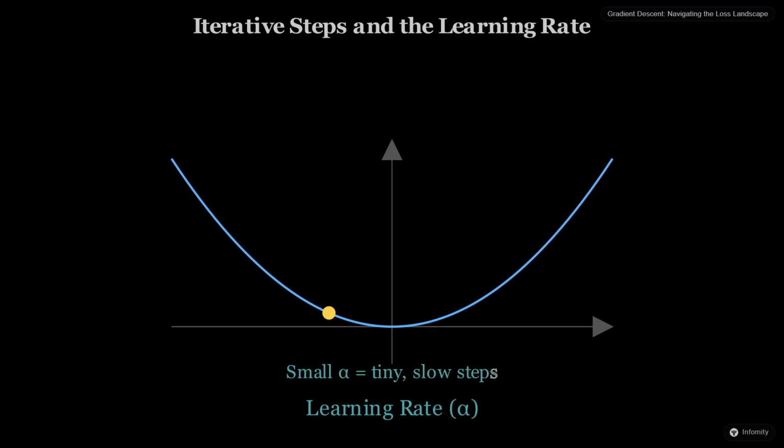A very small learning rate means tiny steps, leading to slow but steady progress. However, a large learning rate can cause us to overshoot the minimum, bouncing back and forth, or even diverge entirely. Finding the right learning rate is like choosing how big your strides should be to gracefully navigate the landscape.